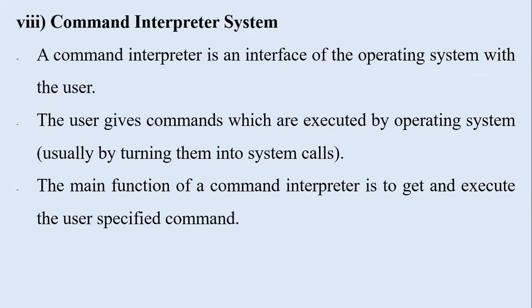Then we have command interpreter system. A command interpreter is an interface of the operating system with the user. The user gives commands which are executed by the operating system, usually by turning them into system calls. Remember, I've said when you talk about a system call, we are simply referring to requests. So there are those requests which are made by a user. There are those requests which are made by a program, like application programs. There are also requests that are made by the system software. So the main function of a command interpreter is to get and execute the user-specified command.